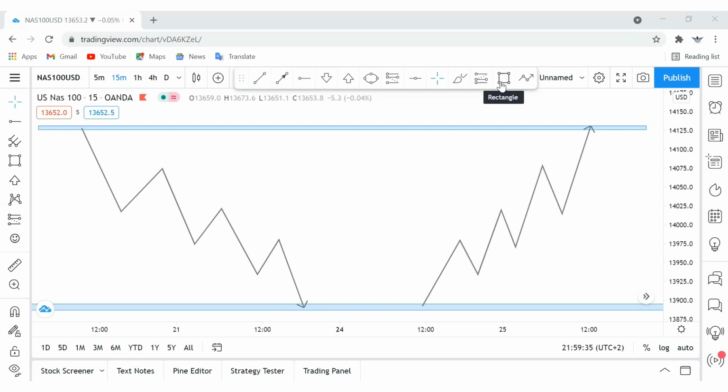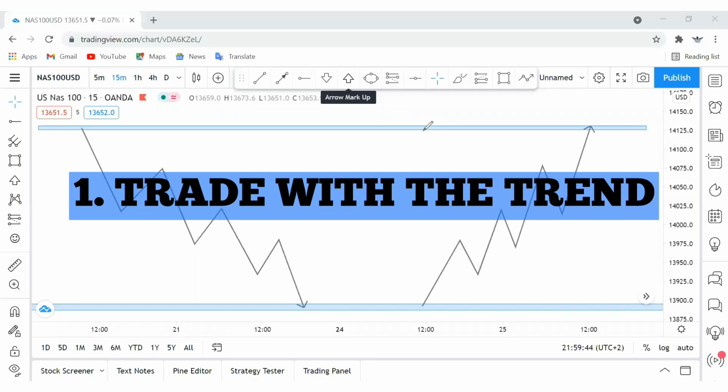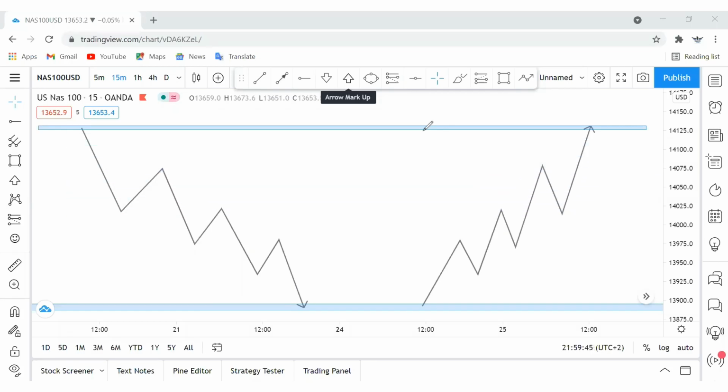So let me just give you these rules. The first rule that we want to find ourselves trading with is we want to trade with the trend. So if a market is buying, you want to buy. If a market is selling, you want to sell, because you have a higher probability of trading with the trend rather than against the trend.